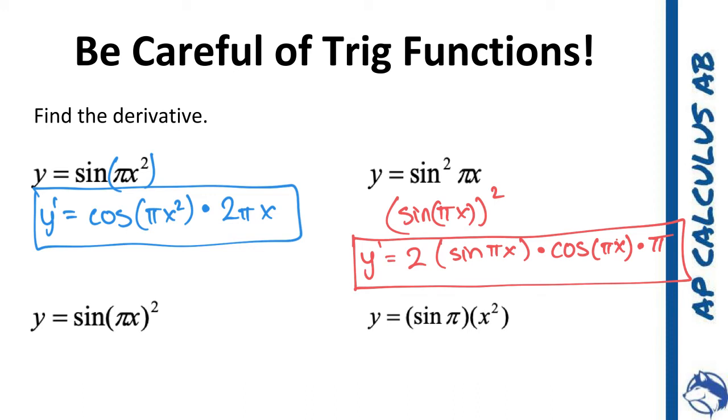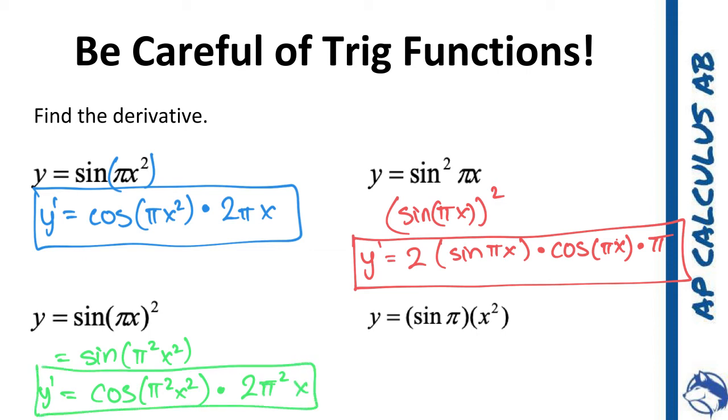The third one I'm going to do is down here in the bottom left, and this is the sine of pi x squared, which means that this is the sine of pi squared x squared. So when I take the derivative of this, I'm going to get the cosine of pi squared x squared times the derivative of the inside, which is 2 pi squared x. And that's the derivative of that one right there.